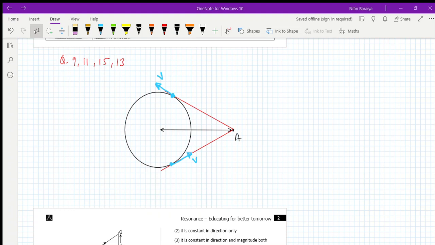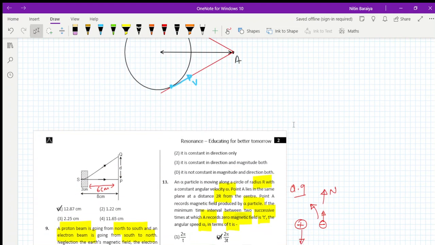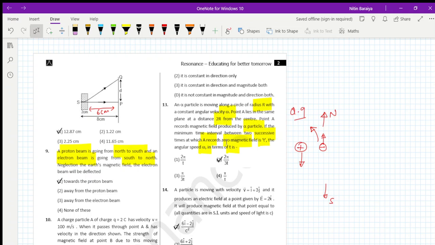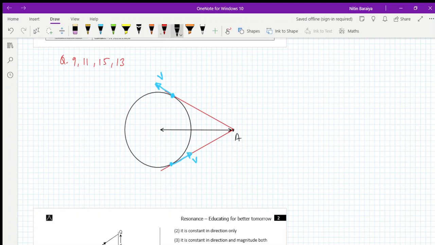So I hope now the tangents are visible to you. Yes, sir. Okay, fine then. So now look at these two moments. At these two moments, the magnetic field at point A will be zero, because the point A is along the line of motion of the alpha particle. Now what the question says, if the minimum time interval between two successive times is t, that means if I say that this is t equal to 0, then this must be t equal to t, and this is the motion of the alpha particle between 0 to t.